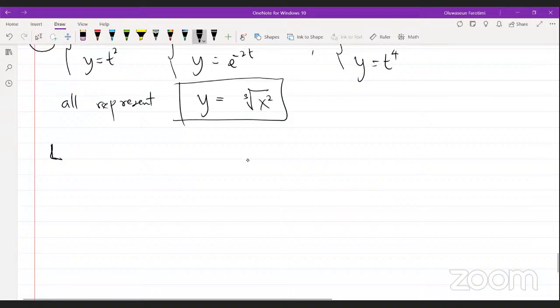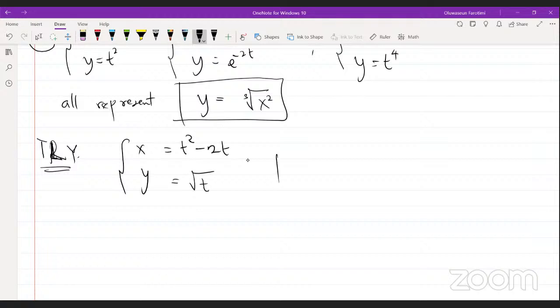So let me just give you something to try. Okay, so this guy, find the Cartesian equation. So what is the hint, guys? What do you do, guys? Eliminate parameter t.